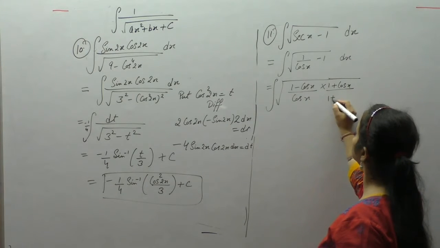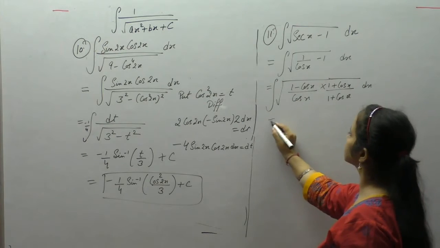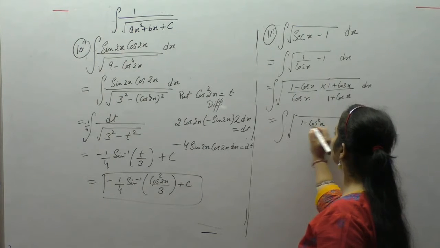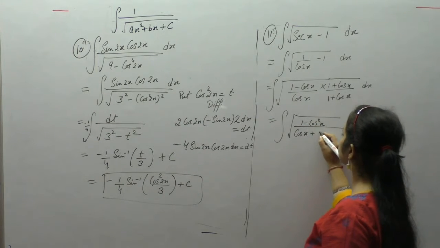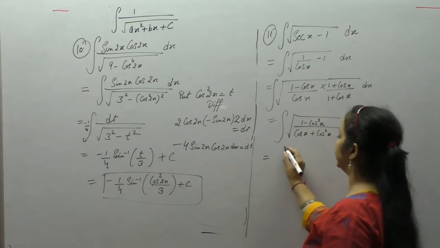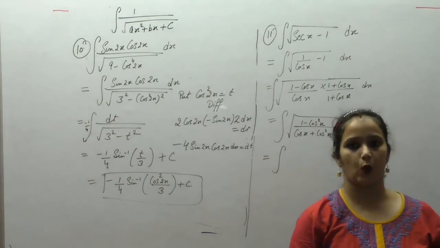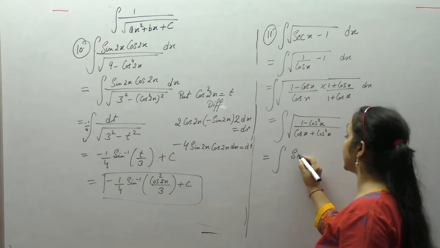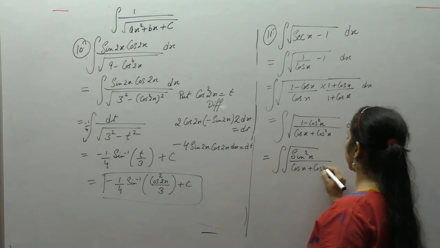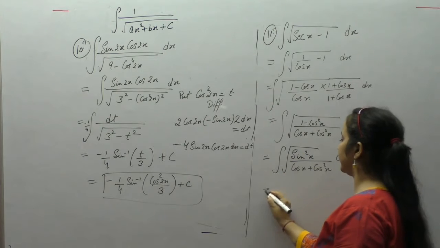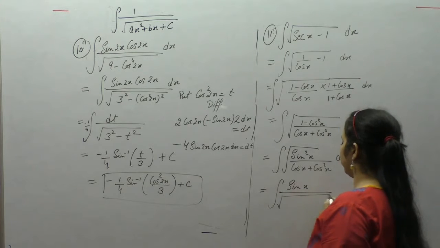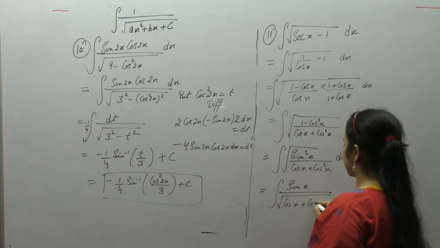Multiply by 1 plus cos x in numerator and denominator. A minus b times a plus b is a square minus b square. In the denominator we have cos x plus cos square x. Now use the identity sin square x plus cos square x is 1, so 1 minus cos square x is sin square x. Square and square root will be cancelled, giving sin x upon square root of cos x plus cos square x.